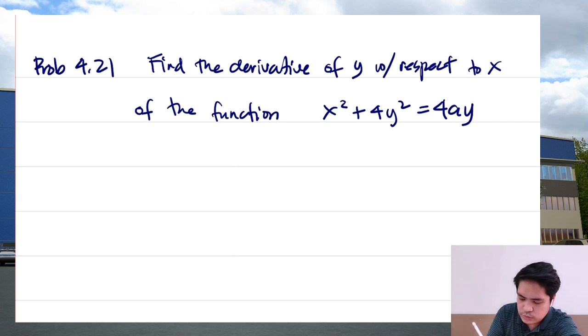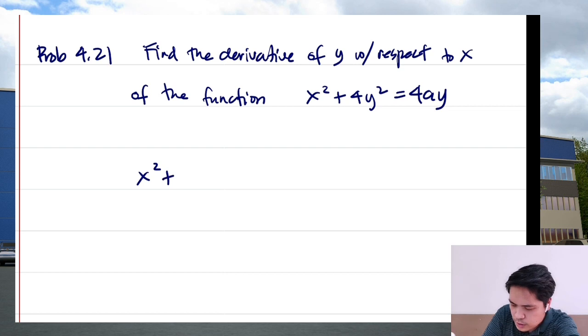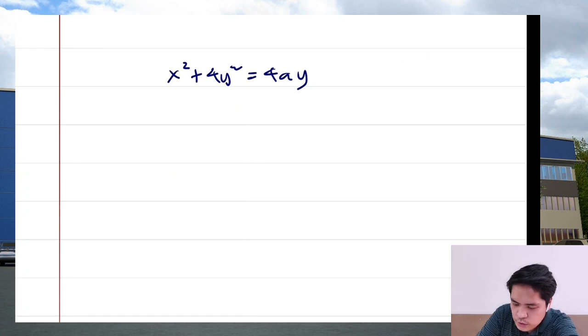Now, sobrang dali lang ang process in solving this. Just get the derivative of each term, right? So let me copy this first. X squared plus 4y squared is equal to 4ay. Then let's get the derivative of each term. So the derivative of x squared is just equal to 2x plus 4. Ito 4, constant naman yan, 4. Then multiplied by the derivative of y squared, which is 2y.